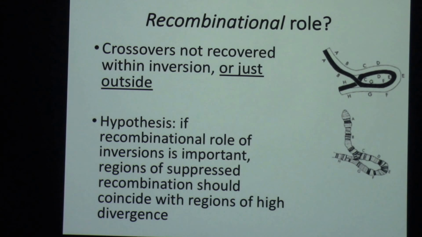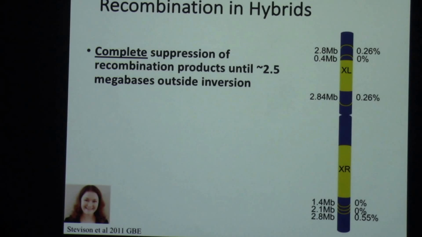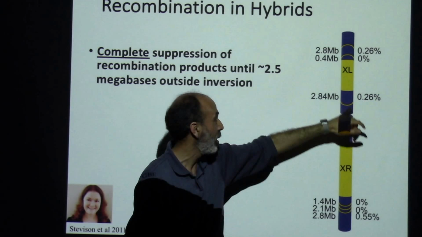So if this recombination role is important, then we should expect to see that effect, that high divergence, extending as far as the recombinational inhibition is extended, right? So we decided to look at that. The first thing we had to do is figure out how far that recombinational inhibition goes. This was some excellent work done by my former grad student, Laura Stevenson. She found there's basically a complete suppression of recombination until about 2.5 megabases outside the inversion. So this is showing the two arms of the X chromosome. The yellow here indicates where the inversions are, and I show here different distances outside and how much crossing over there is. And you see, once you pass that 2.5 megabase, you start getting a little bit of recombination there.